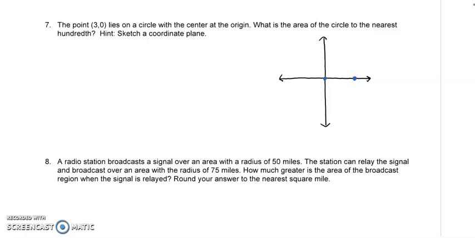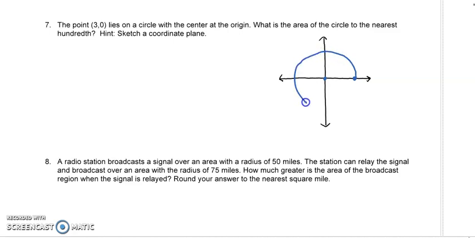So that's what I did over here. I sketched a coordinate plane, and I put point (3, 0) right over here and then the origin. So if I have a circle, that circle is going to go equidistant all the way around back to where we started. So that means that my radius from here to here is actually 3 units. I have to count over 3 to get to (3, 0).